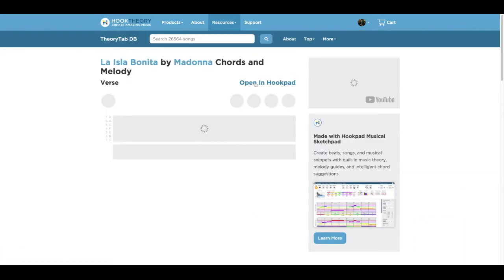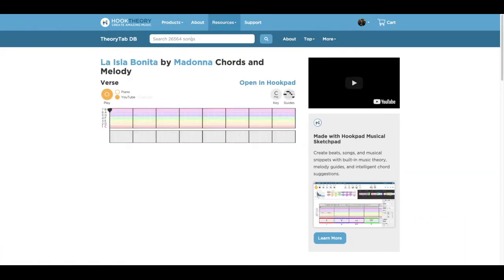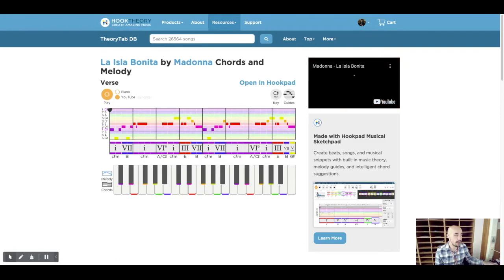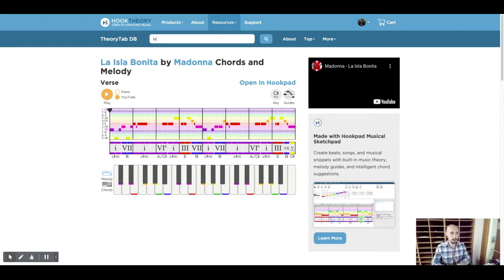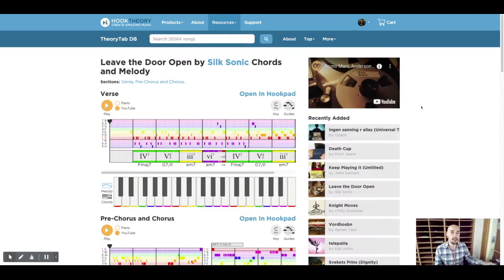So if I jump over to the Theory tab database, this database has 26,000 different songs, all analyzed the harmony and melody. So what do Bruno Mars and Mario have in common? Let's start with Bruno Mars. So this song has some interesting harmony in it, right? We start off with F major 7, going to G7 over F, then to E minor 7, then to A minor 7. So let's take a listen to that real quick.